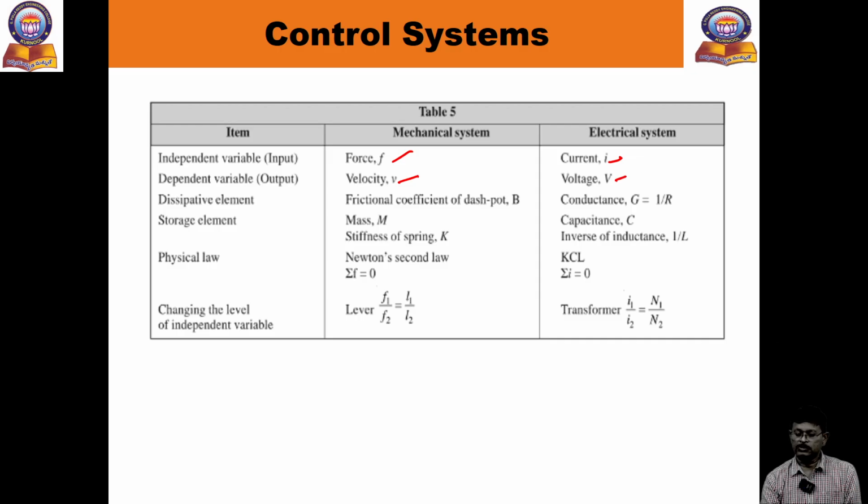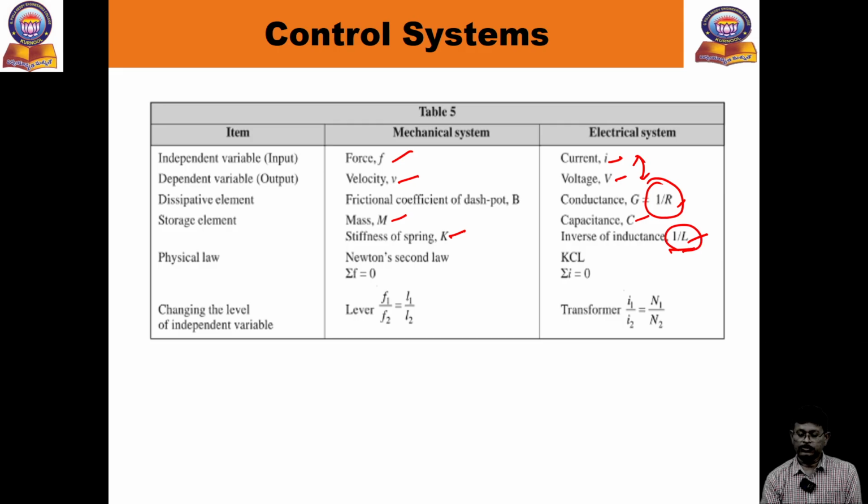In the previous case, these two are interchanged. The friction coefficient is conductance, 1 by R. Mass is equal to capacitance. Then stiffness is the inverse of the inductance. So only the change is here. You can observe here 1 by R, whereas in the previous force-voltage analogy it is R. Also, the stiffness of the spring: in the force-voltage analogy it is 1 by C, and now it is 1 by L.